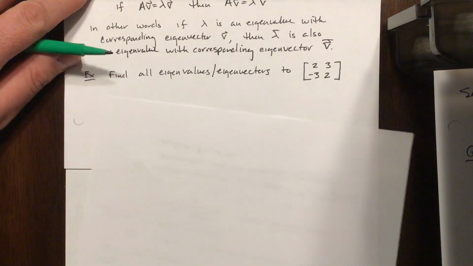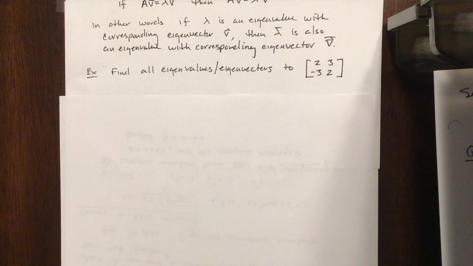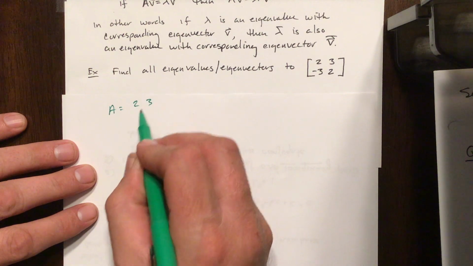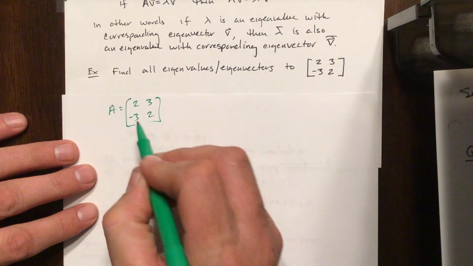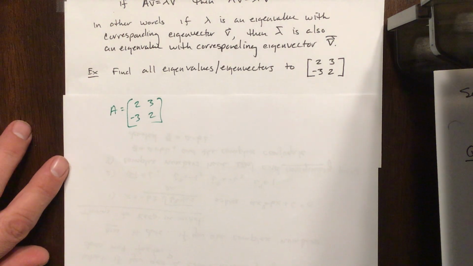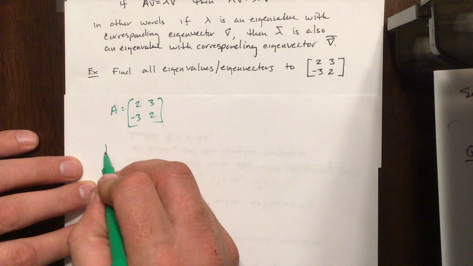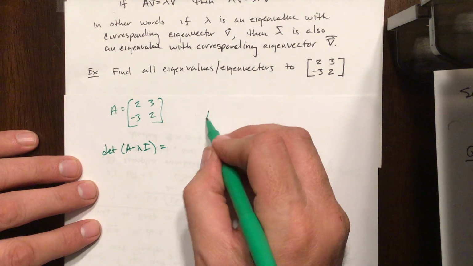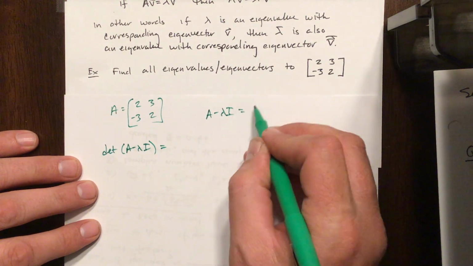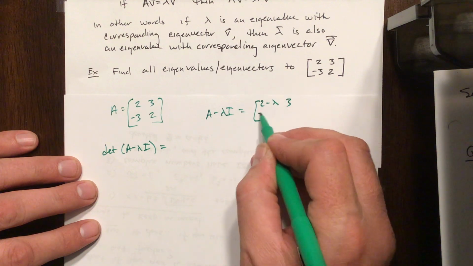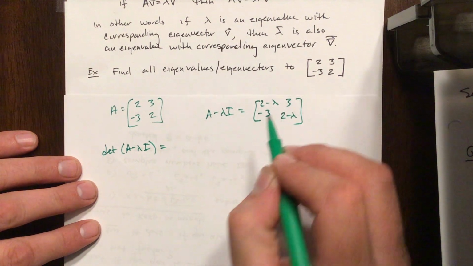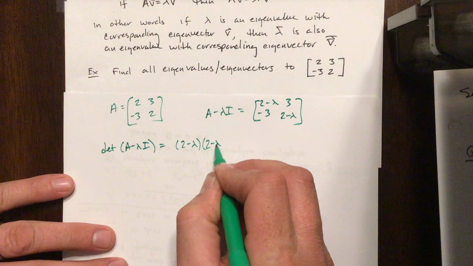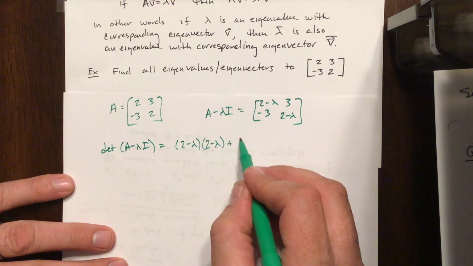So what is this rule saying? Let's take a look. Find all eigenvalues and eigenvectors. The matrix A was 2, 3, negative 3, and 2. So we do it in the customary way that we've already done a couple times now. We take the determinant of A minus lambda I. That A minus lambda I looks like the matrix 2 minus lambda, 3, minus 3, and 2 minus lambda. When you take the determinant of that, you get 2 minus lambda times 2 minus lambda, minus the negative, so plus 9.